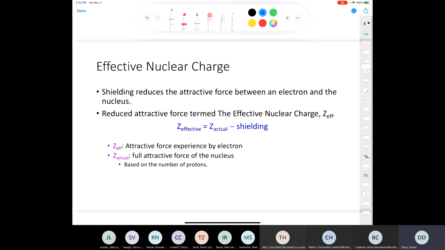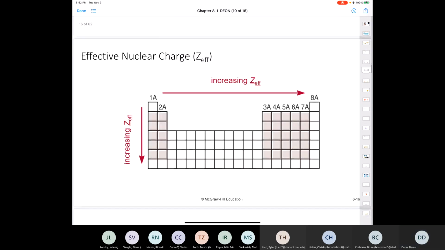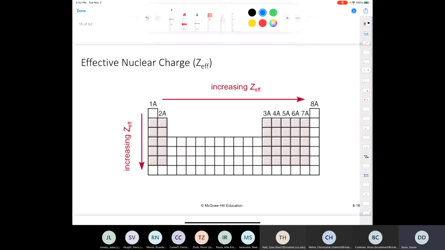So we have the effective nuclear charge, which is the attractive force experienced by an electron, and the actual, which would be the full attractive force of the nucleus. That's only based on the number of protons. Well, again, if we use the formula that we saw before, which is effective nuclear charge is pretty much equal to atomic number minus the number of core electrons, we see that as we go across a period from left to right, that effective nuclear charge is going to increase.